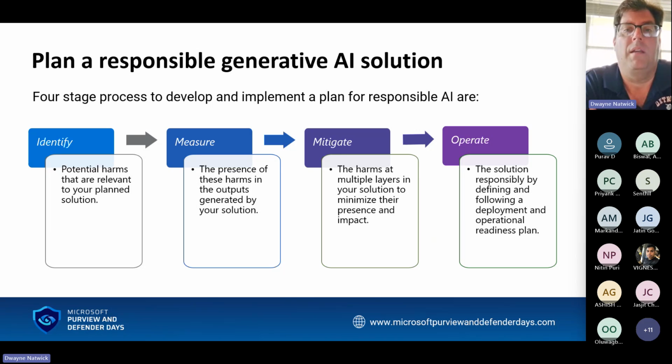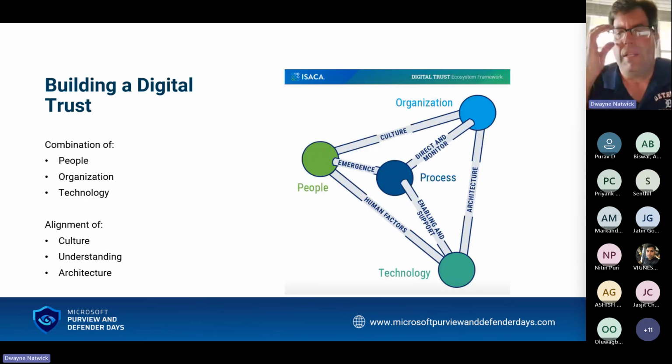Again, transparency, accountability within our organization, within the developers, within the users. Training and awareness is going to be very key as well. And last thing I'm going to share, as we wrap up, is building digital trust. ISACA has done, as I said, I'm a Microsoft trainer and also do other organizations, and ISACA is one of those. ISACA has done a really good job of building this framework and ecosystem called digital trust.